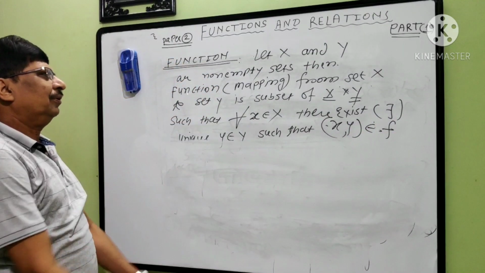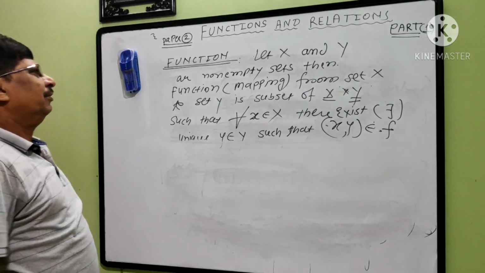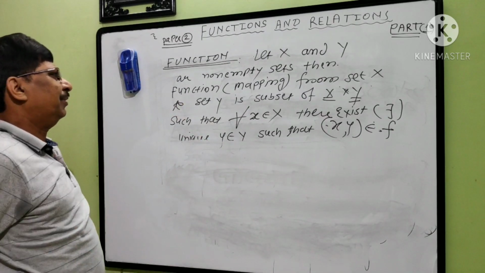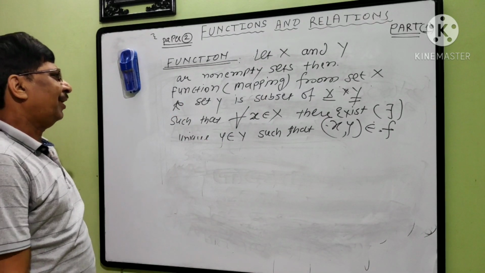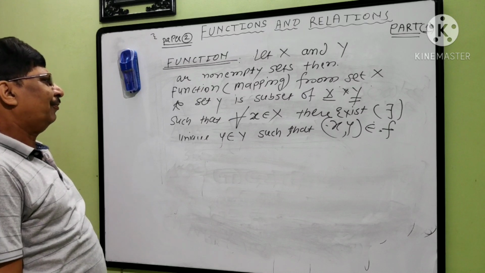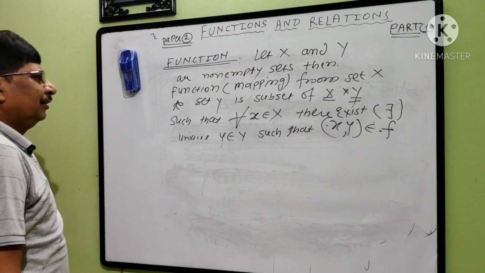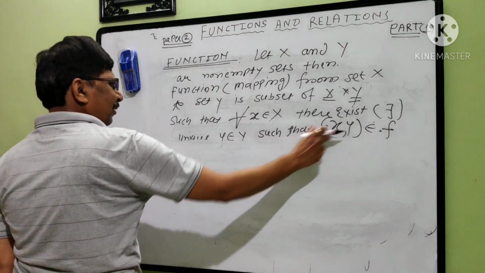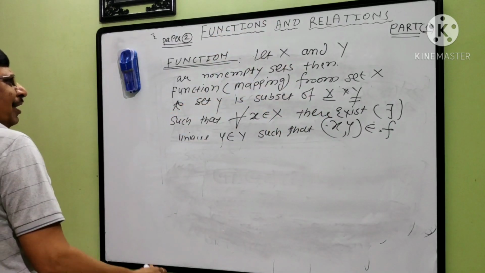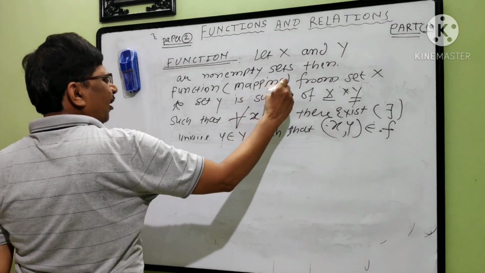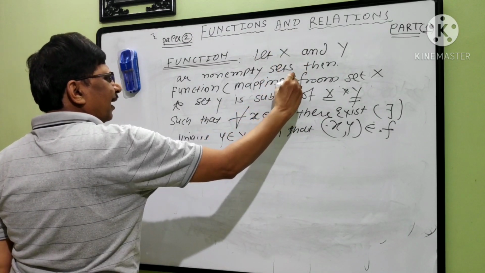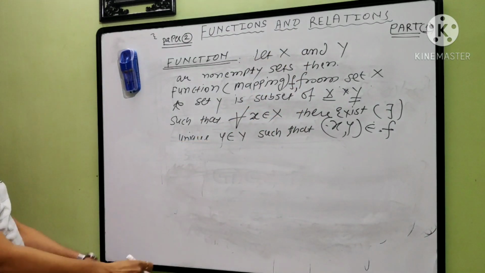Now listen here. X and Y are non-empty sets. Then a function from set X to set Y is a subset of X cross Y, such that for every x belongs to X, there exists a unique y belongs to Y, such that (x, y) belongs to f. Function or mapping, f from set X to Y. I am going to write f from set X to Y.